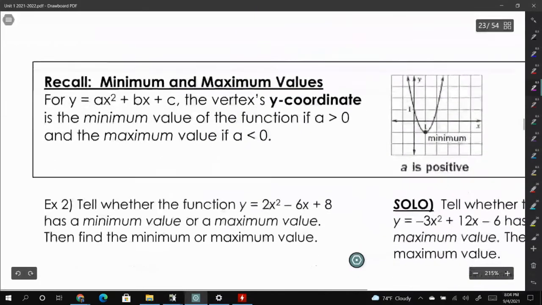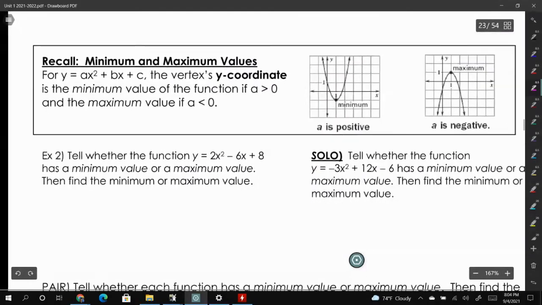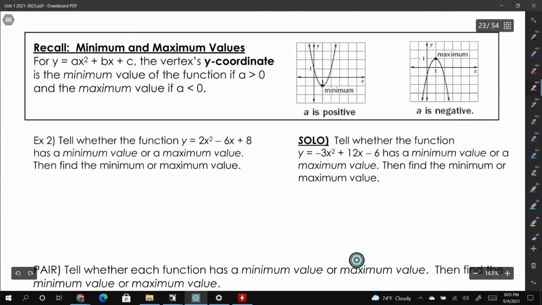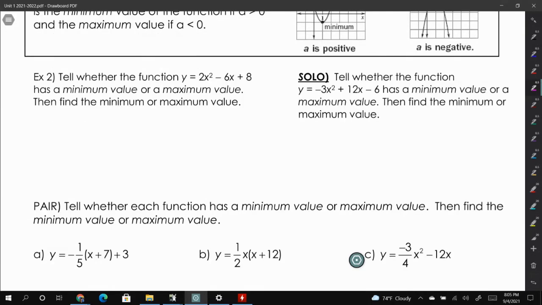All right, let's look at the next page where we're going to calculate the minimum and maximum values without graphing, just finding those values. And probably the easiest way to do it is to find the vertex. So I'm going to have you do these top two, this example 2 and the solo. So go ahead, pause the video, and find the minimum or maximum values of these.